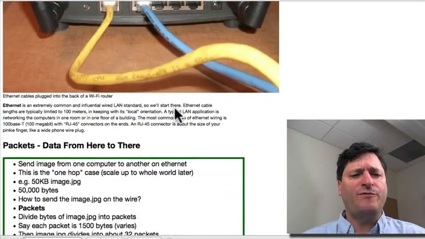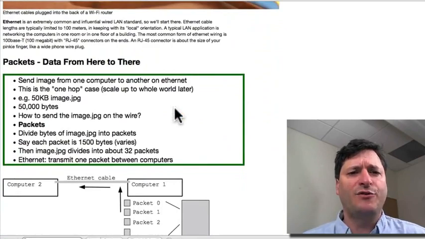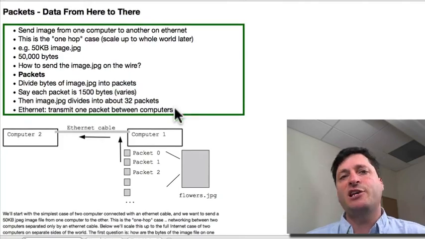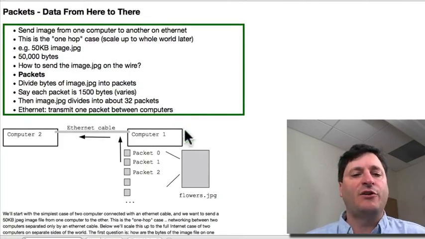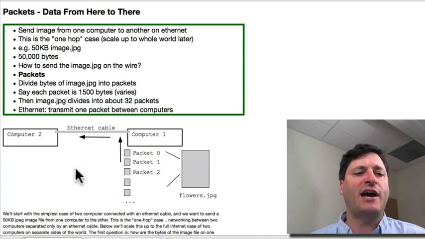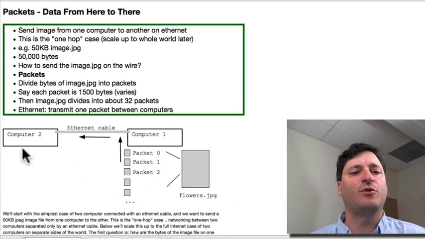So what I want to figure is, well, all right, if you have these wires, how is it the data gets from one place to another? So the case I want to consider is, let's say, here on computer 1, I've got flowers.jpg, just a file with a lot of bits in it, and I want to think about how would I send that over the Ethernet cable over to computer 2?